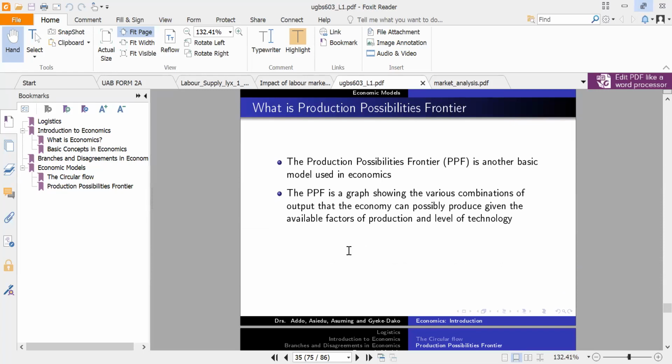It's a graph showing the various combinations of output that the economy can possibly produce given the resources the economy has. So basically, you ask yourself, what resources do we have, and what can we possibly produce? If the economy was producing cars, how many units of cars can we possibly produce? If we are producing sachet water with the resources we have, how many can we possibly produce? So it's the possibility frontier. What is possible in this country? You can already think that some countries that are very efficient and have a lot of resources will have a bigger frontier than countries with fewer resources.